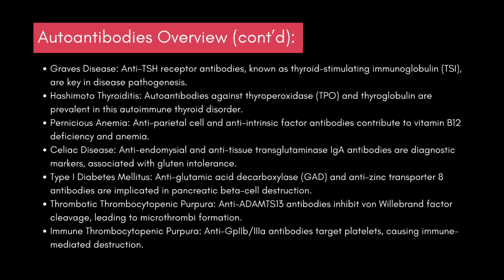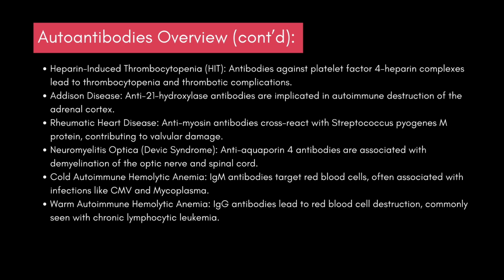Next, we have thrombotic thrombocytopenic purpura. Anti-ADAMTS13 antibodies inhibit von Willebrand factor cleavage, leading to microthrombi formation. Next, we have immune thrombocytopenic purpura. Anti-GP2b and anti-GP3a antibodies target platelets, causing immune-mediated destruction.